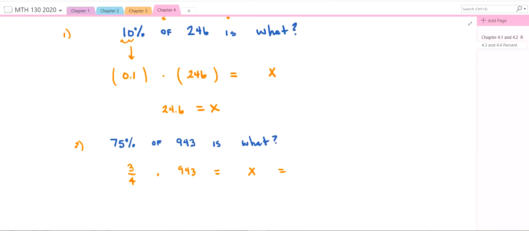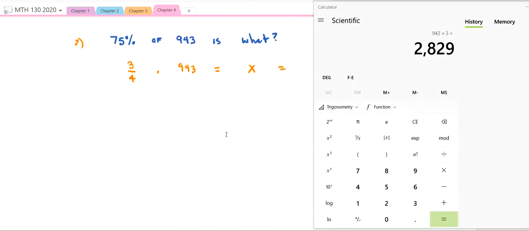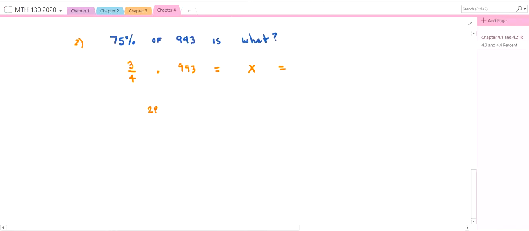I can't read my notes. Let me just multiply that out real quick. So I get 2829 over 4 equals x. Or this equals 707 1/4. So 3 times 943 is 2829 over 4 equals x, which is 707 1/4, which, if I put that in decimal form, is 707.25. Let's check that real quick with a calculator.